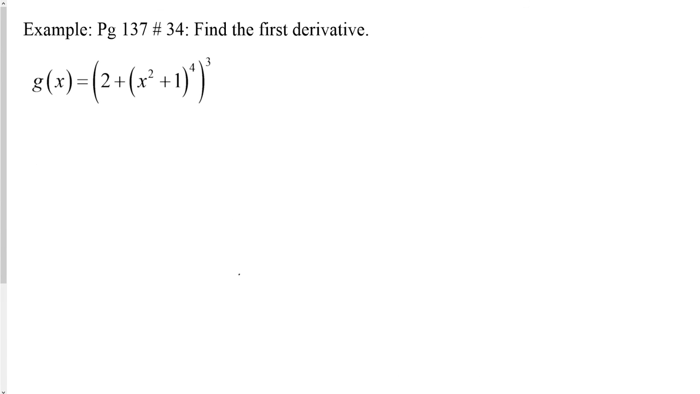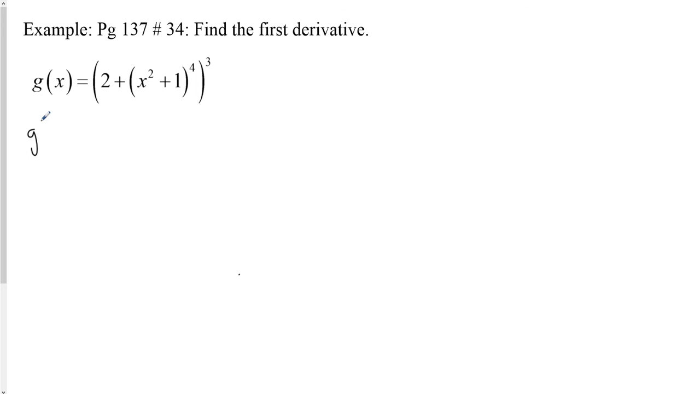All right. Last example. Again, you can have multiple compositions, and then when you use the chain rule on all of these, you start on the outside and you work your way to the inside. So this function here, I have my outermost function is an x to the 3rd function. Then the middle function is this expression here with an x to the 4th. And then my innermost function is just this x squared plus 1.